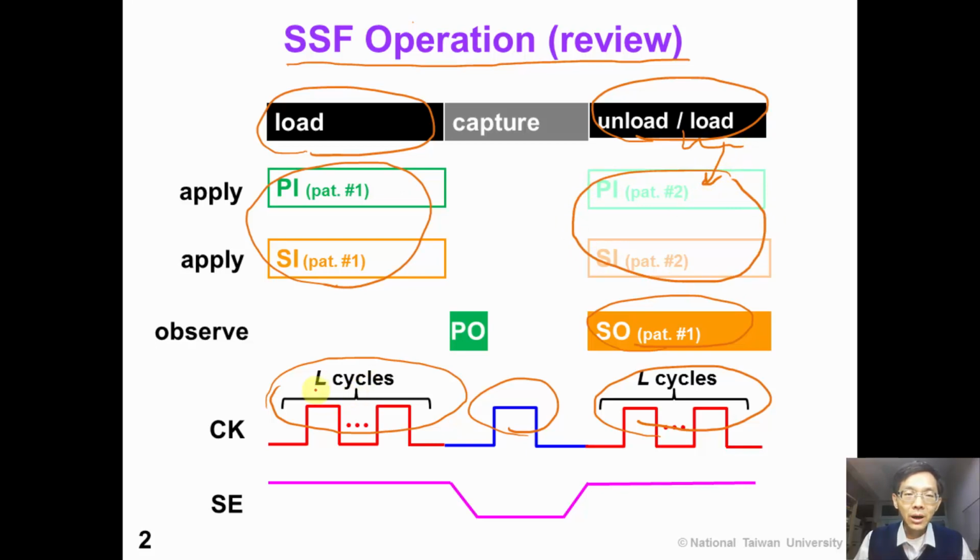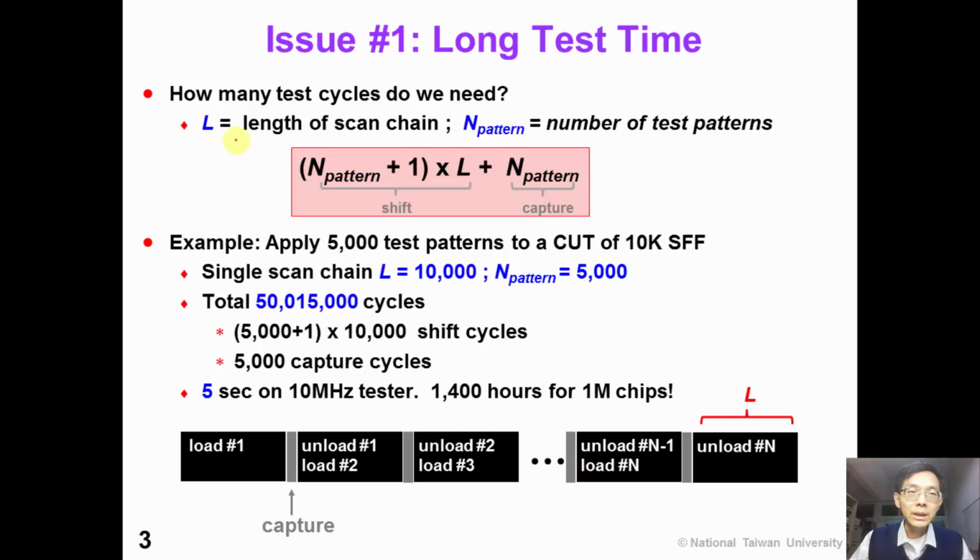Suppose that the length of scan chain is L. We will need L cycles to load the scan chain and another L cycles to unload the scan chain, plus 1 cycle to capture the test response. So overall, how many test cycles do we need to apply a test? Suppose the length of scan chain is L and the number of test patterns is N. Totally, we would need this many cycles.